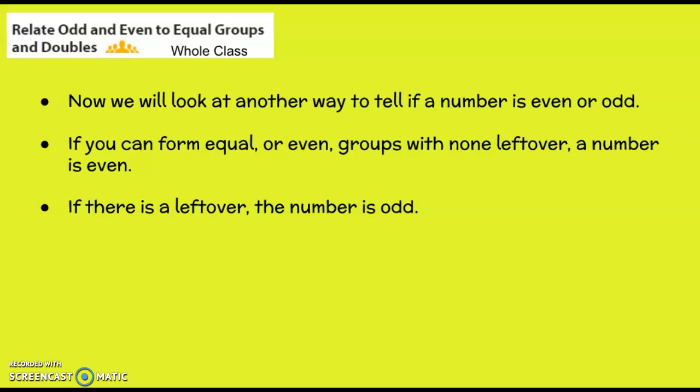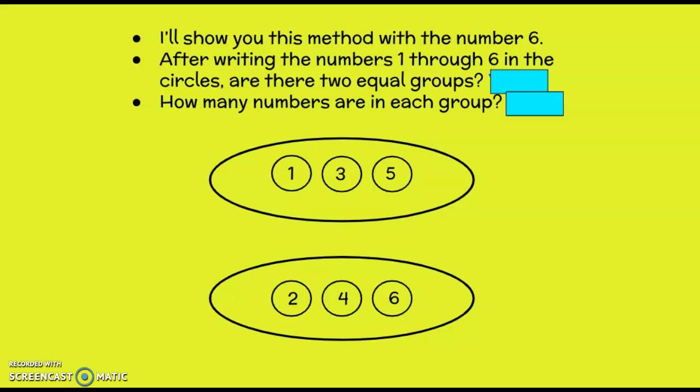Now we can look at another way to tell if a number is even or odd. If you can form equal or even groups with none left over, the number is even. If there's a leftover, the number is odd. I'll show you this method with the number 6. After writing the numbers 1 through 6 in the circles, are there two equal groups?